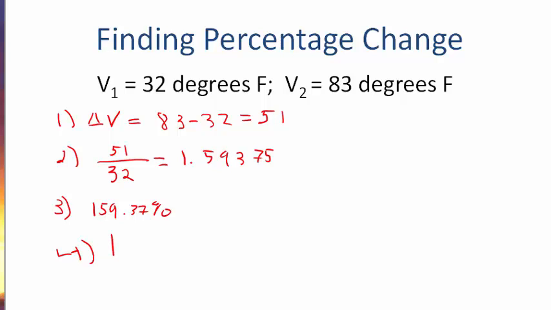Well, the absolute value of 159.37 is just that value back again, 159.37%. And then step 5 was to write our answer as a complete sentence. So we would say that the change in the high temperature in Iowa City between January and June is 159.37%.